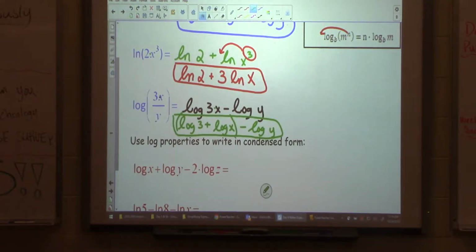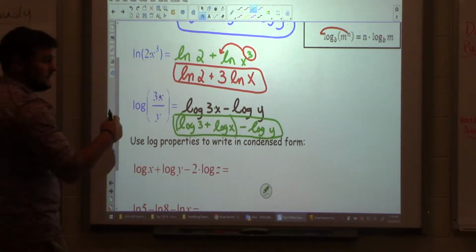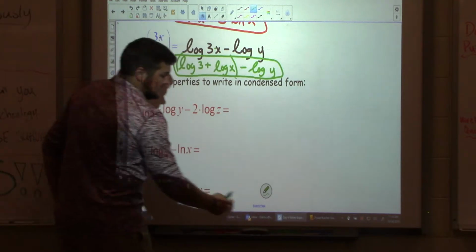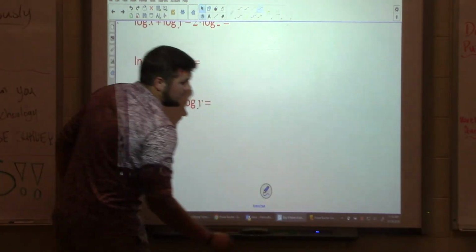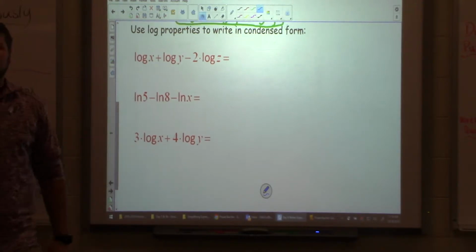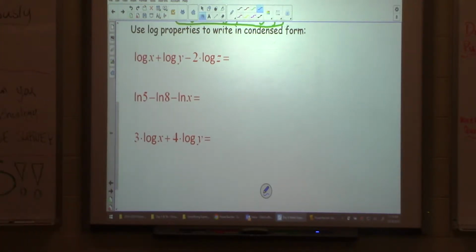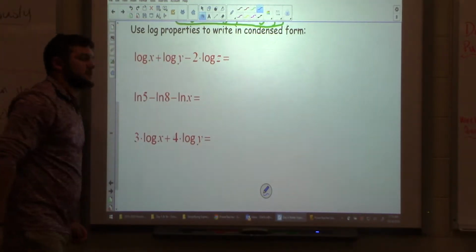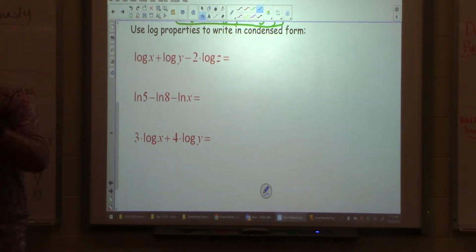Okay. Let's try going the other way. Let's try condensing it. So condensing is going the opposite way. Now I'm looking for numbers out front to turn into exponents. I'm looking for addition to turn into multiplication. I'm looking for subtraction to turn into division. My first problem, log x plus log y minus 2 times log z. Are there any numbers out front that I can turn into exponents? Any of those logs have a number it's being multiplied by?